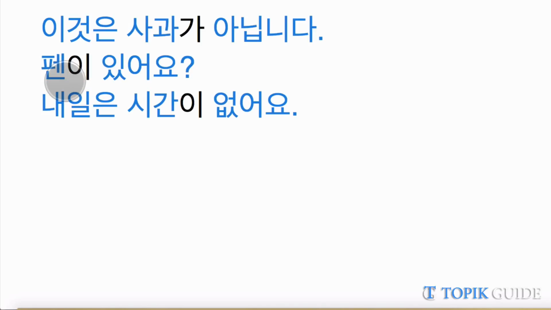In spoken language, sometimes people drop these particles. They can just say 펜 있어요, that is fine. But when you write, you must use the particles. So 펜이 있어요, 내일은 시간이 없어요. Tomorrow I don't have time. So you always use 이 or 가 before 있어요 and 없어요.